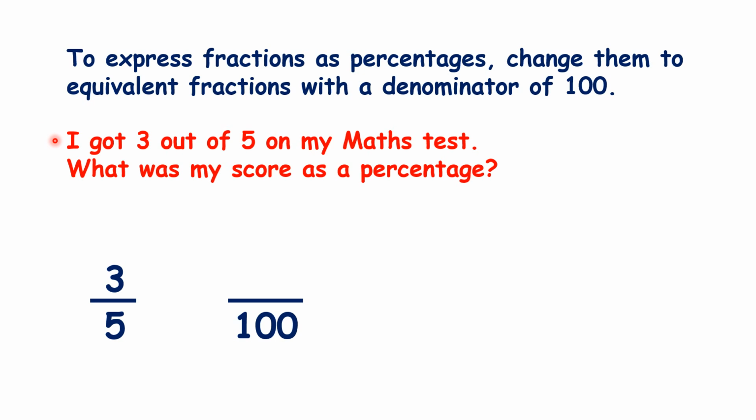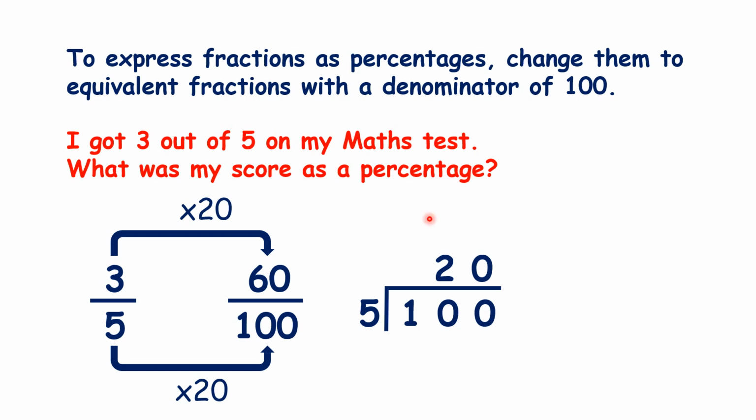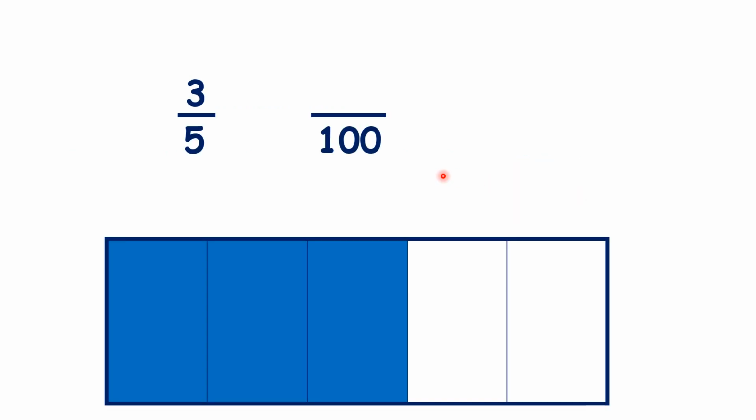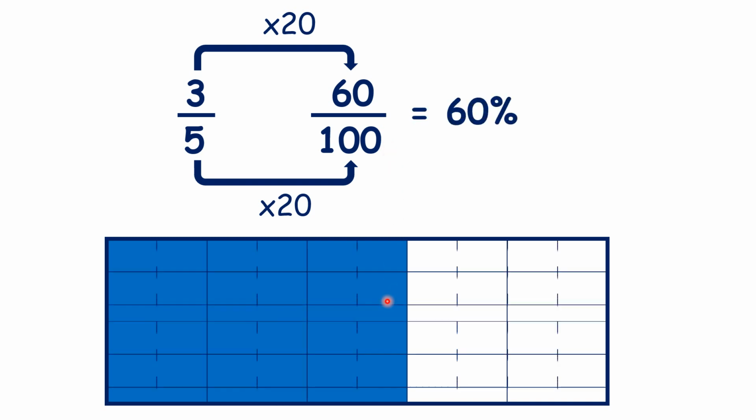Now how about 3 out of 5? What's that as a percentage? Well, 100 divided by 5 is 20, so 5 times 20 is 100. 3 times 20 is 60, so that's my percentage. So remember, as long as we can find an equivalent fraction with a denominator of 100, we can write a percentage.